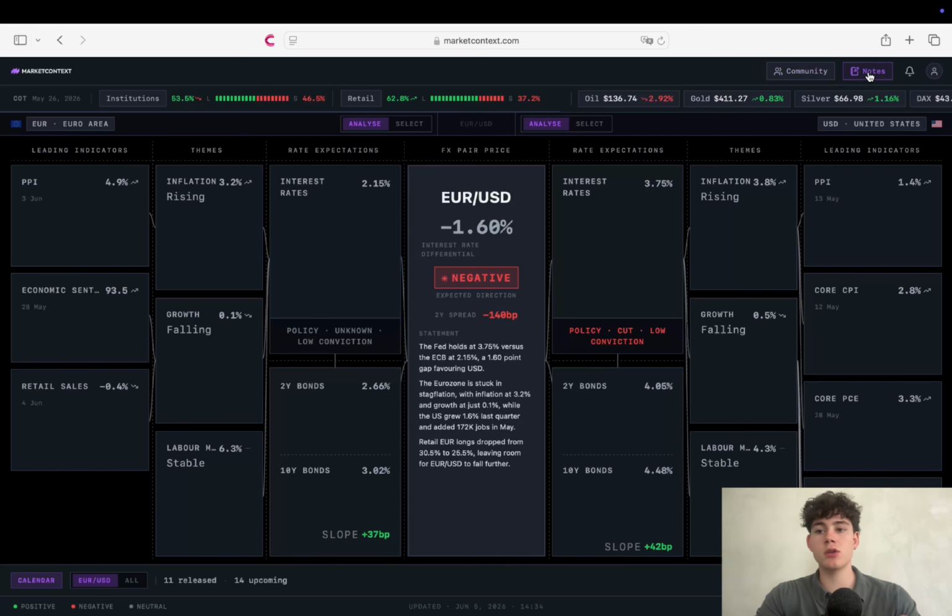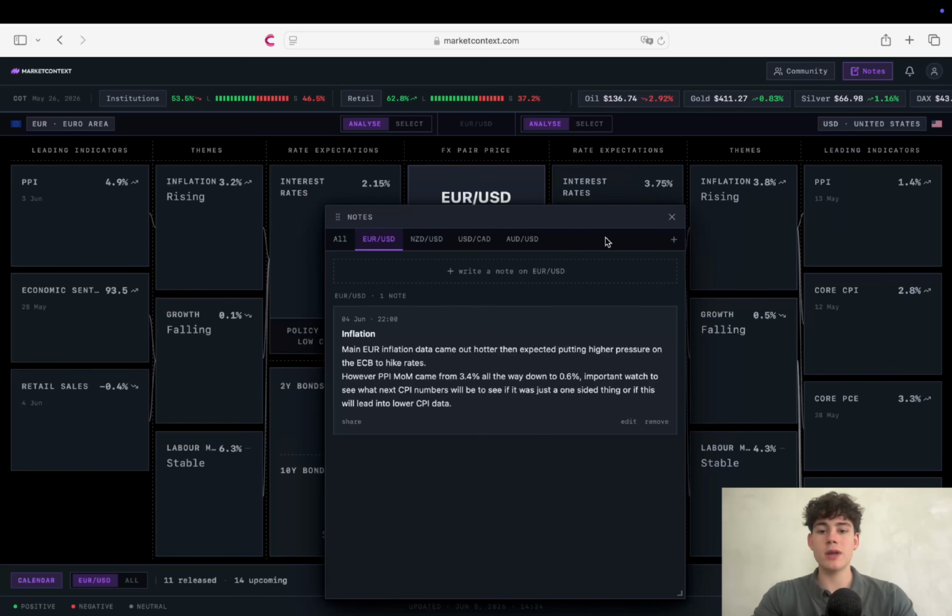So the first thing I do when I go onto market context every single morning is go to the notes panel on the top right. Now here I can see what exactly I wrote yesterday, to see what my fundamental bias was in the last couple of days, to refresh my mind.